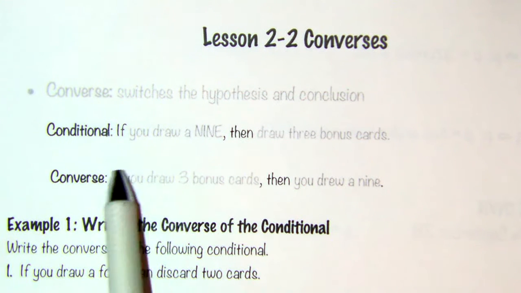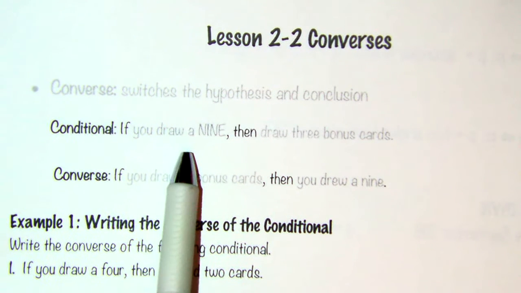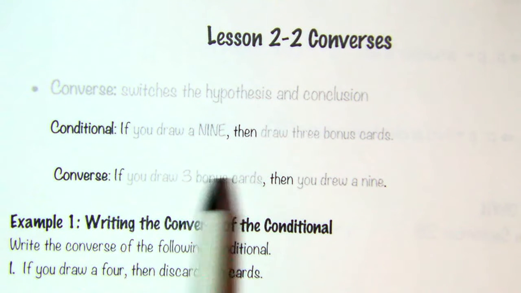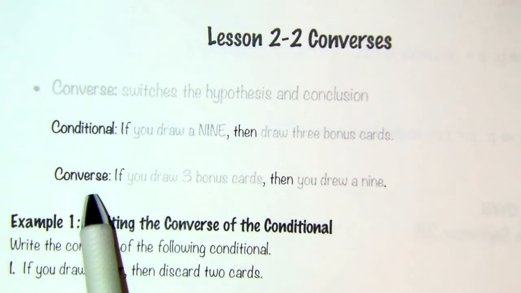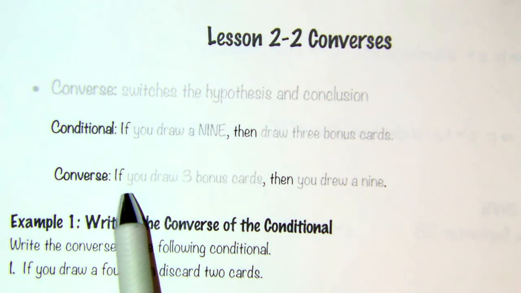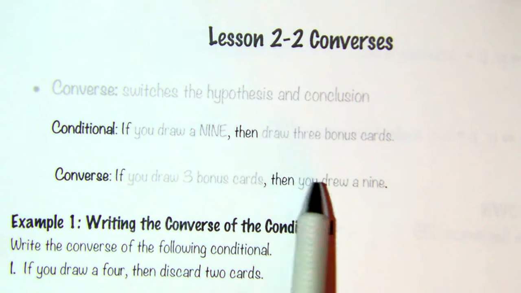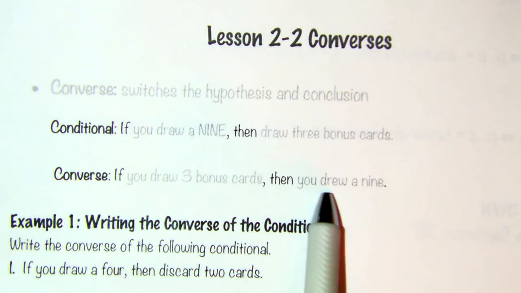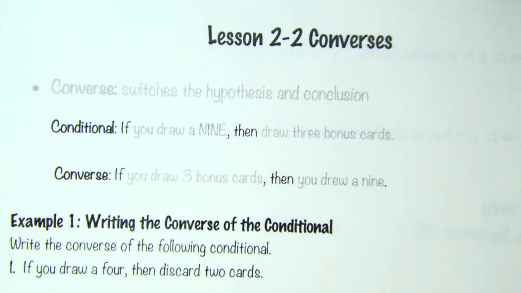So here's a conditional statement like you saw in the card game. So if you draw a 9, then draw 3 bonus cards. So you could flip that, which is what converse means, and say if you draw 3 bonus cards, then you drew a 9. So you might have to reword it a little bit to make sure it makes sense, but really all you're doing is just flipping the hypothesis and the conclusion. So we're going to practice doing that first.